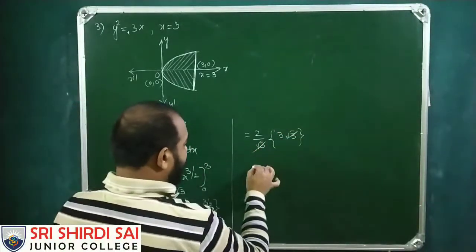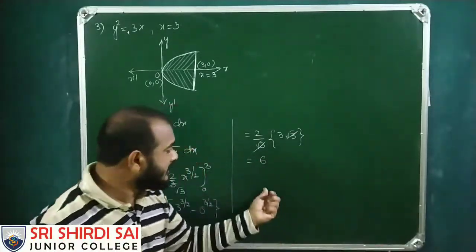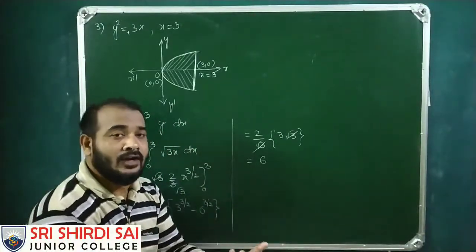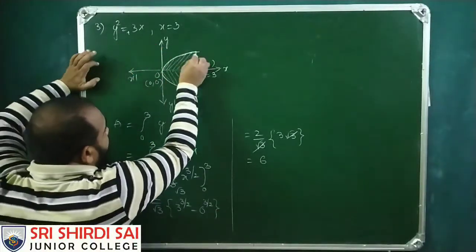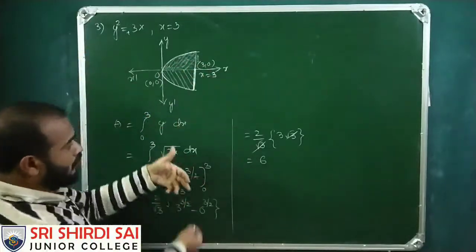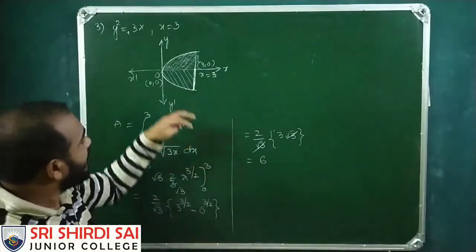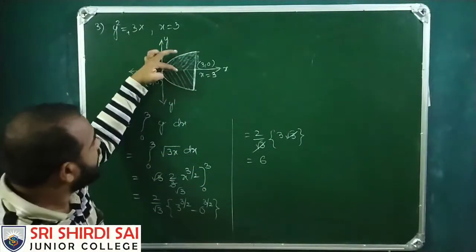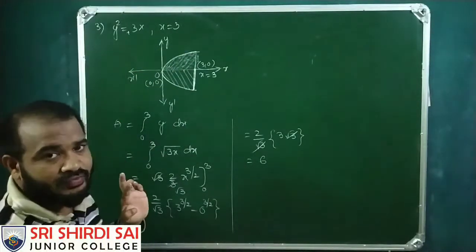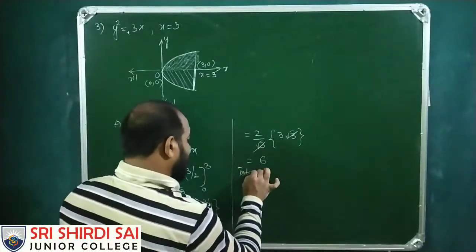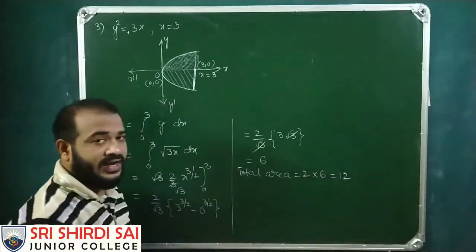So root 3 gets cancelled. 2 3s are 6. But do not get confused, because this is not the area of the region which we are looking for. Here, from this to this, is actually only the area above or below the axis that we got so far. To obtain the total area, since it is symmetric about the x-axis, this is the symmetric region and this is the symmetric region. Two symmetric regions we have got. Therefore, total area is equal to 2 into 6, which is 12 square units.